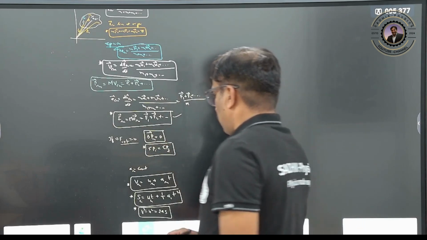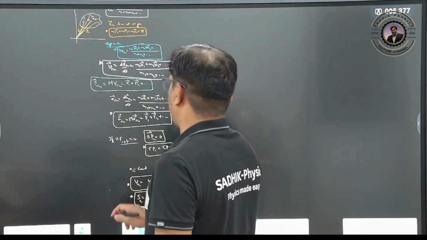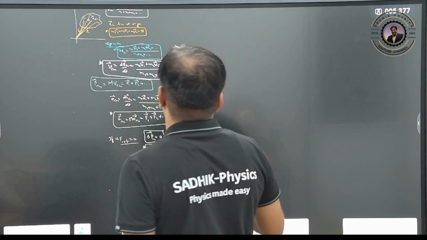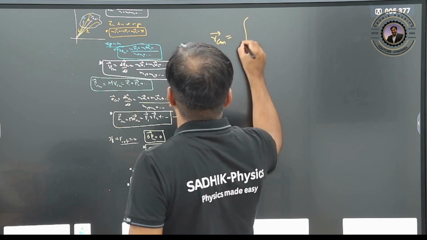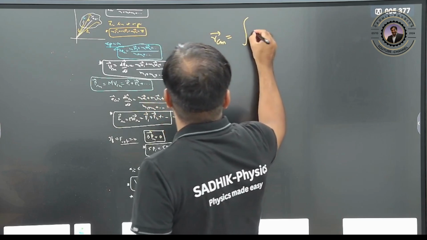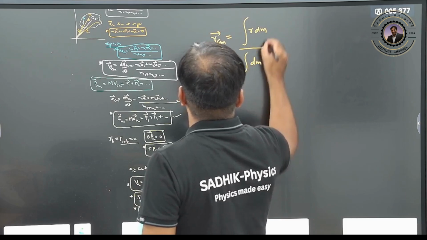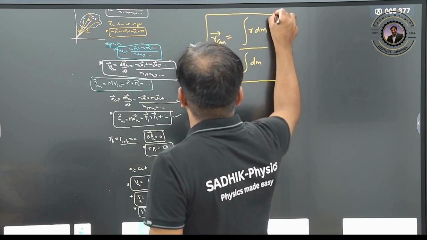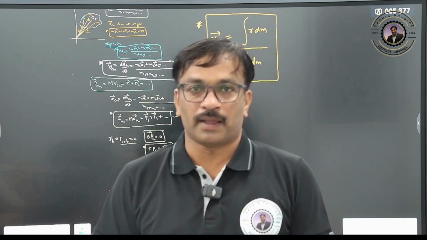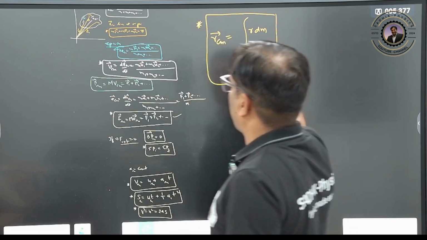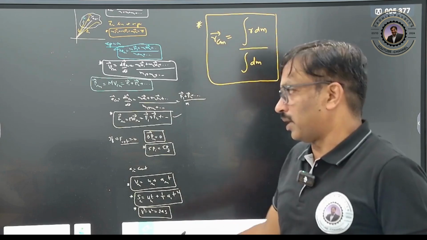So how do we calculate for a distribution? The center of mass, you can rewrite it as R_CM, equal to integral R dm by integral dm. So this will be your equation for the center of mass of a distributed mass. Clear? So we'll use this formula to calculate all the problems based on the center of mass.